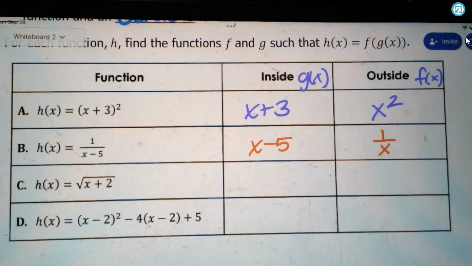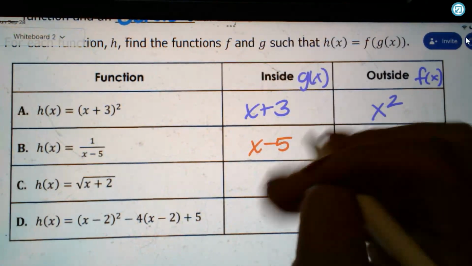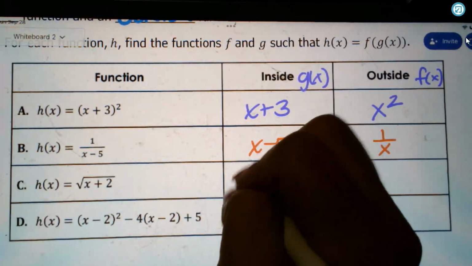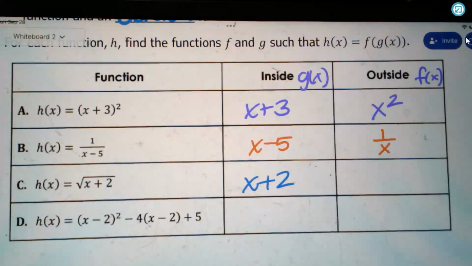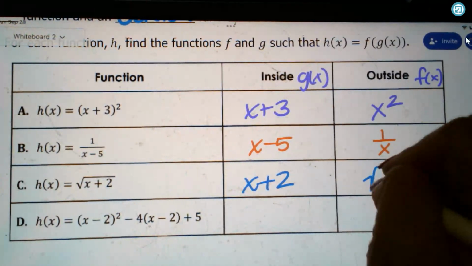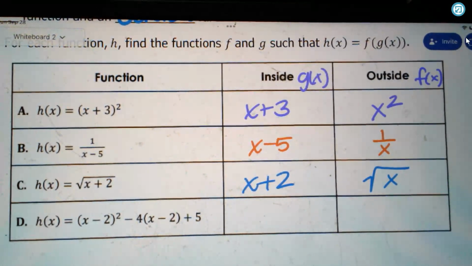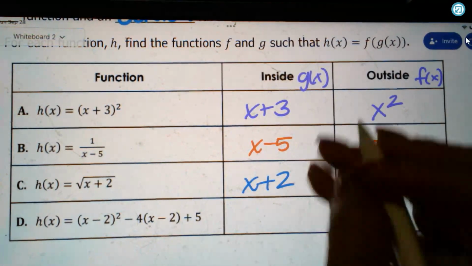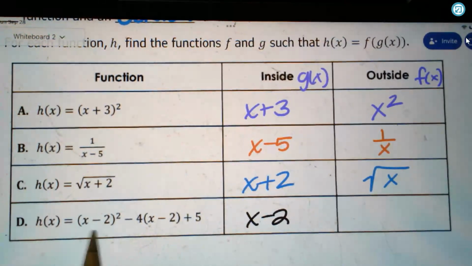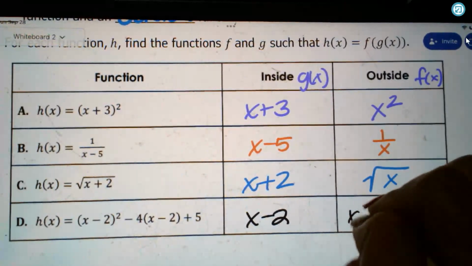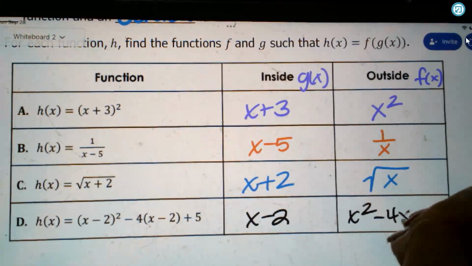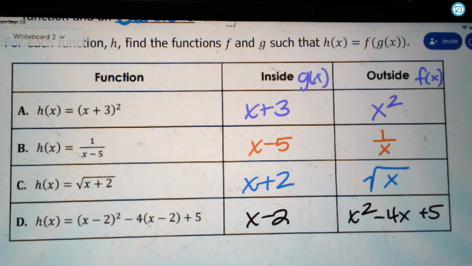All right, so for letter C, our inside function would be x plus 2. And then your outside function is just the square root of x. So again, if I put g into f, do I get h? I do. And then for D, our inside function is what's in our parentheses, so x minus 2. And then we would have that squared minus 4 times that plus 5 as our outside function.